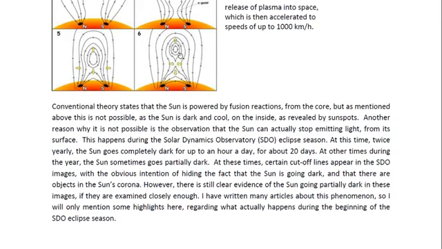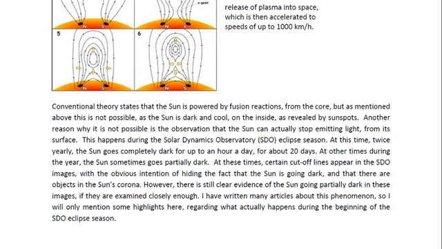So this is what then leads to CMEs, because the release of plasma which separates from the sun's corona and accelerates outwards away from the sun is basically a CME. Now, conventional theory states that the sun is powered by fusion reactions, and as I mentioned before, I don't think that is possible because sunspots are dark. But another reason is the observation that the sun can actually stop emitting light from its surface.